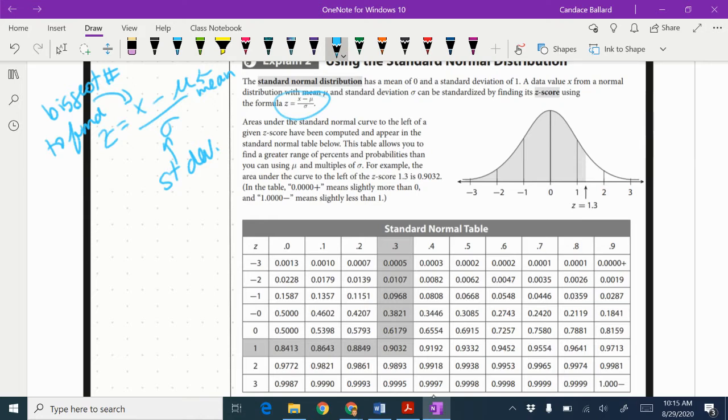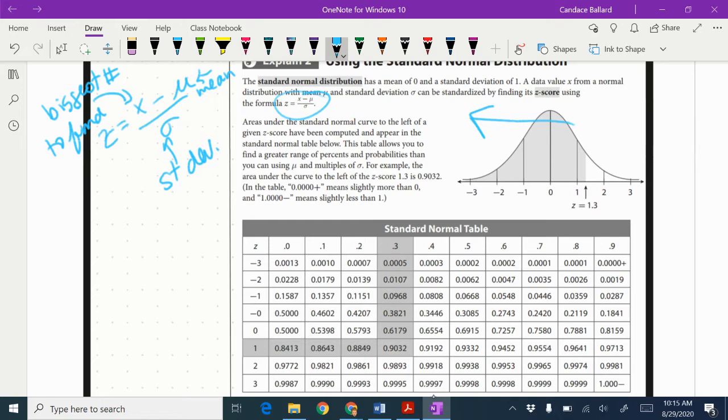So the areas under the standard normal curve are to the left of the given z-score. That's an important thing because sometimes we have to find something to the right, and we'll see an example of that in a minute. They're all computed for us in this table. The table allows you to find a greater range of percents and probabilities than just what we were doing earlier.